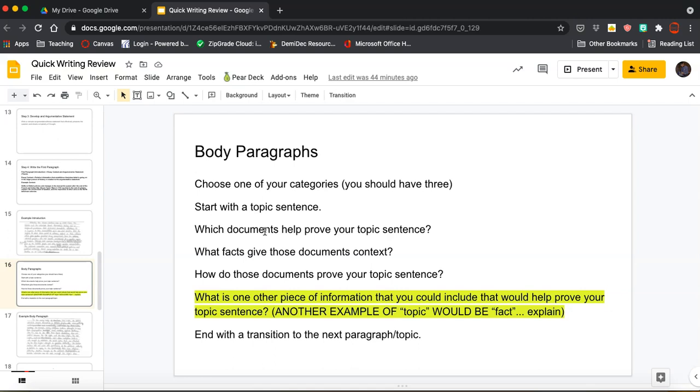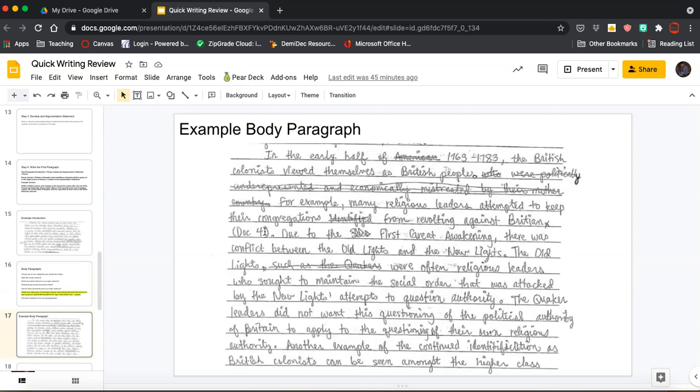So another example of the colonists viewing themselves as British would be the fact that in the Stamp Act resolutions in the Virginia House of Burgesses, they openly argued that they just wanted better representation, right? Because the Stamp Act resolutions were not in the documents, this would be a perfect example of an outside piece of evidence. And then transition to the next paragraph.